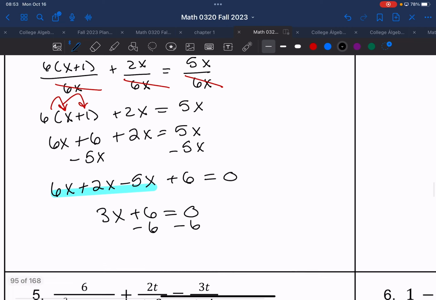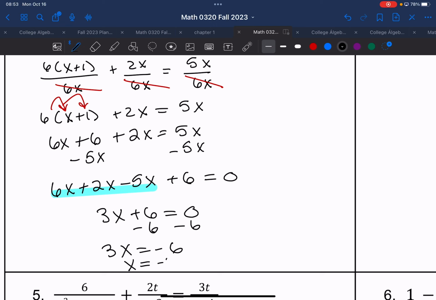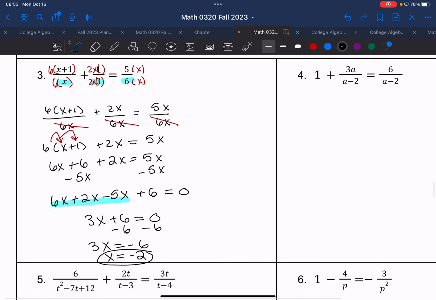Subtract 6. And I have 3x equals negative 6, which means that my x is equal to what? Negative 2, because I'm dividing by that 3. Okay.